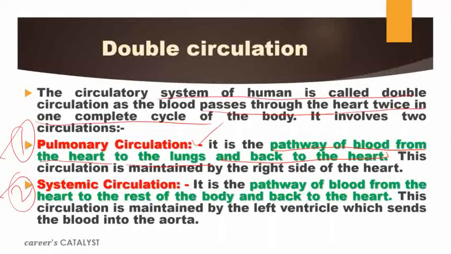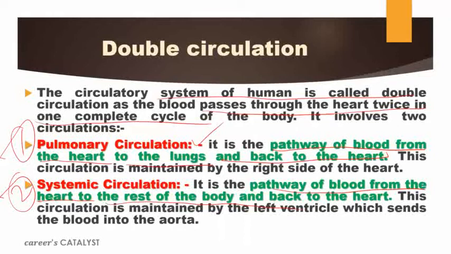And now we will talk about systemic circulation. In this, the pathway of blood from the heart, as blood is already present in the heart, so the pathway of blood from the heart to the rest of the body and again back to the heart. This is defined as what? Systemic circulation. So this pulmonary and systemic circulation combined define as what?